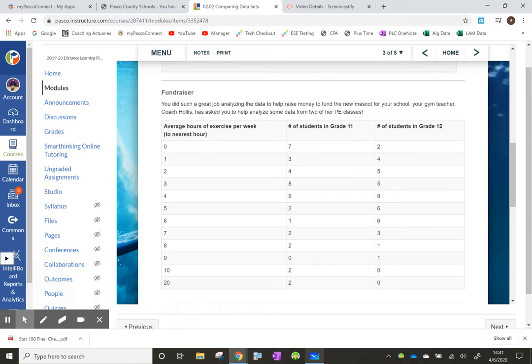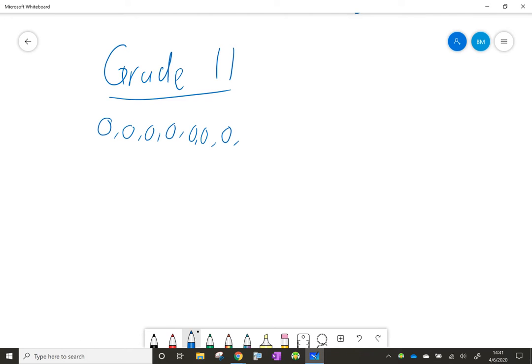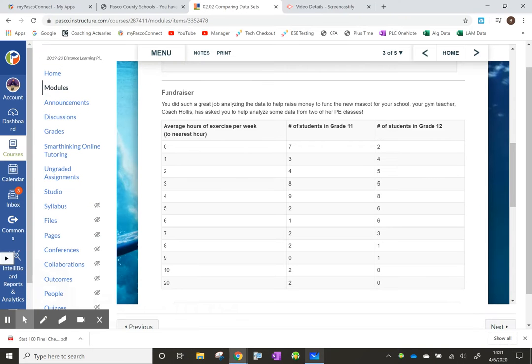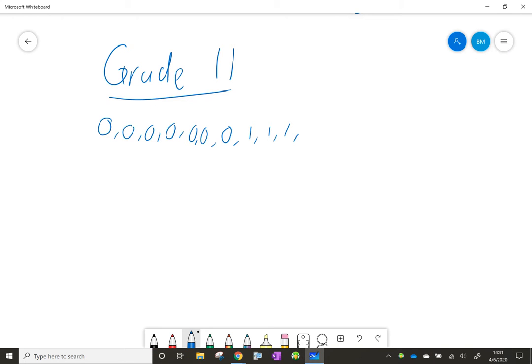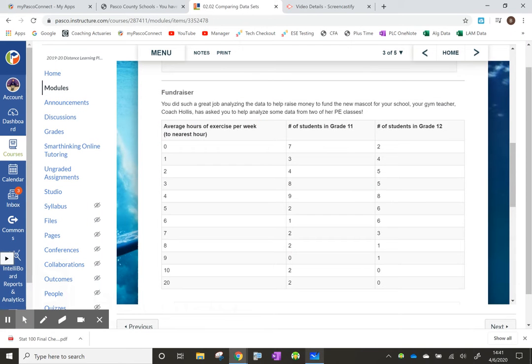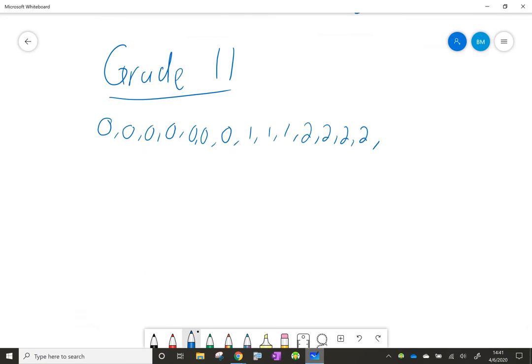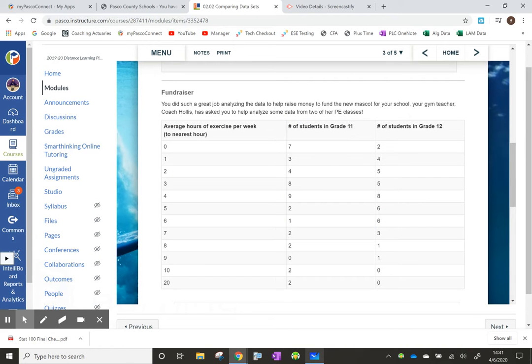We have 3 people with 1 hour of exercise. We have 1, 1, 1. We have 3 ones. Then we're going to have 4 twos: 2, 2, 2, 2. We're going to have 8 people with 3 hours of exercise. So 8 threes. 1, 2, 3, 4, 5, 6, 7, 8. Seems pretty complicated.